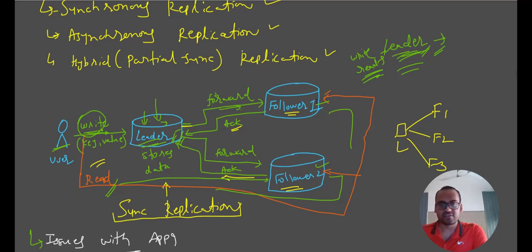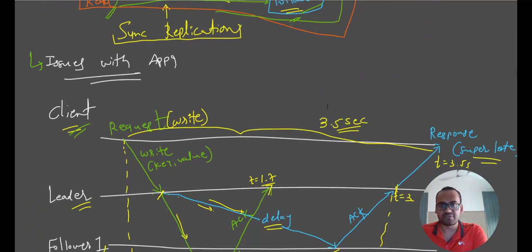So that's why we will not use the leader to send read requests, but we will use the followers, any of the followers, to send the read request to, because a follower also has the same copy as the leader. Okay, fine. So this is why we use the followers for the read requests.